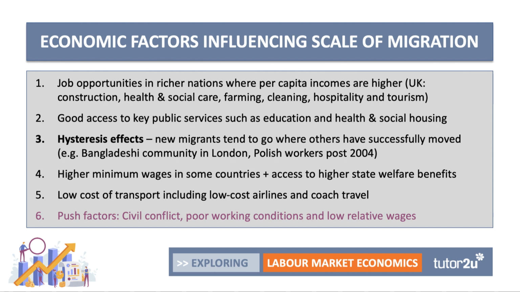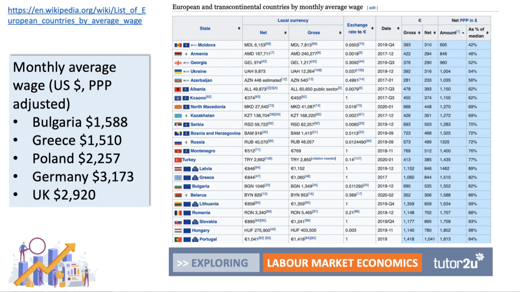Push factors, well, people are often pushed out of a country by civil conflict, by political instability, by threats to their democratic rights and liberties, relatively poor working conditions and relatively low wages in the country of origin rather than the country of destination. Now, there are many economic, social, political factors influencing migration. What I've tried to do in this slide is just pick out some that I think are particularly salient. One way of looking at this, and there's a lot of data in the table, so don't worry too much about it, is to look at the monthly average wage across European countries.